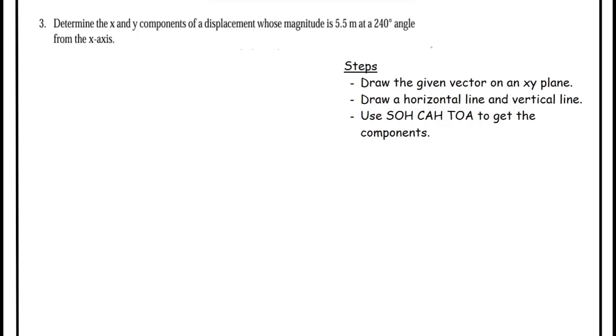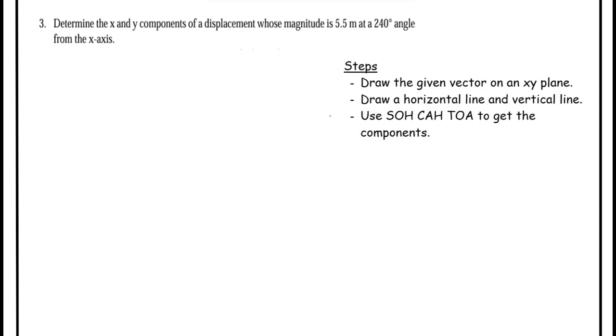Today we will be looking at how to determine the x and y components of a vector. Now, the steps to follow are: the first thing we do is draw the given vector on an xy plane. After that, we draw a horizontal line and a vertical line. The last step is to use SOHCAHTOA to get the components. Now let's see what this means.